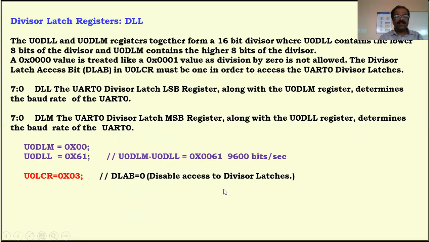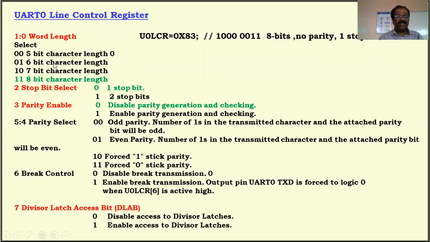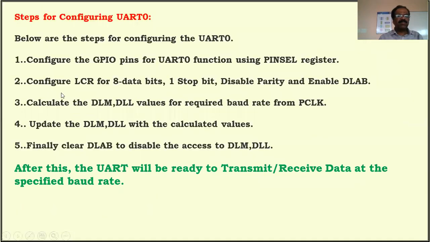That's the purpose of using this statement: U0LCR equal to 0x03. Once we write this, it's going to disable access to the divisor latches, because now it's not possible to access DLM and DLL. That job is completed. Understood this? Okay, what is the next step? Step number 3 is completed.